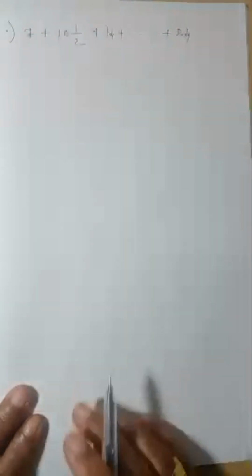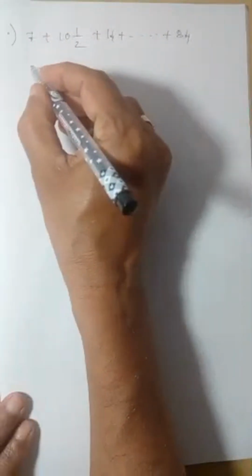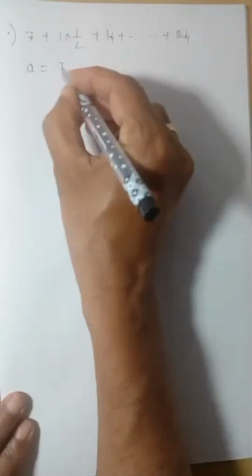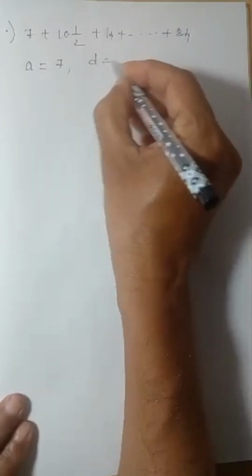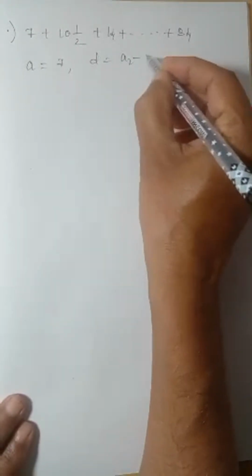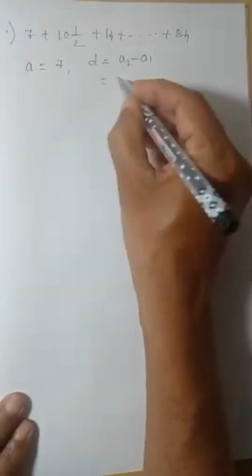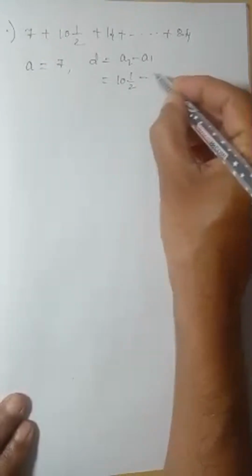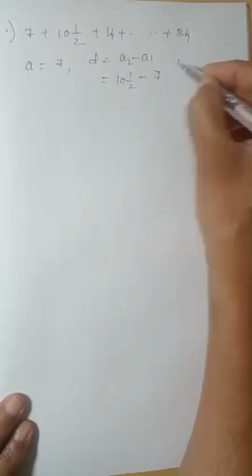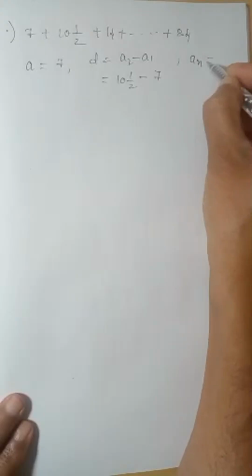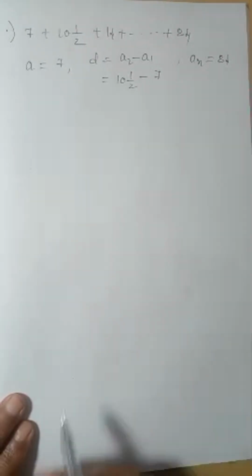Here, generally it forms an AP. So you may check that A2 minus A1 is equal to A3 minus A2. But here I am going to take what is given. A is equal to 7, and the common difference d is equal to A2 minus A1. Here 10 and a half minus 7 is 7 by 2. Here the last term, An or nth term, is given as 84.